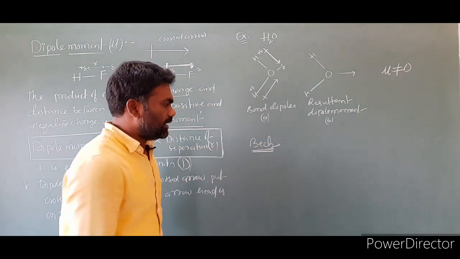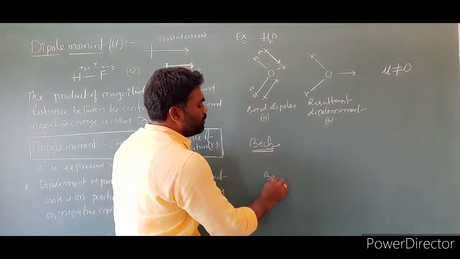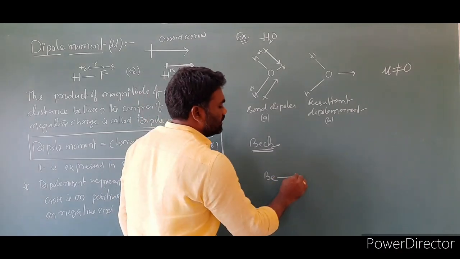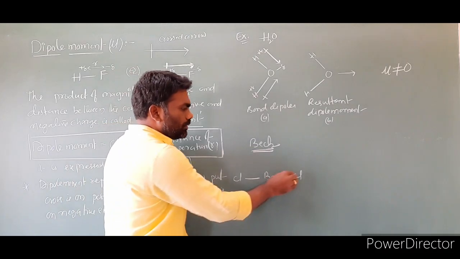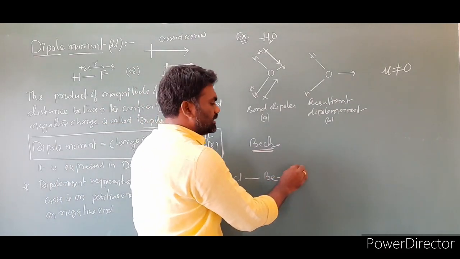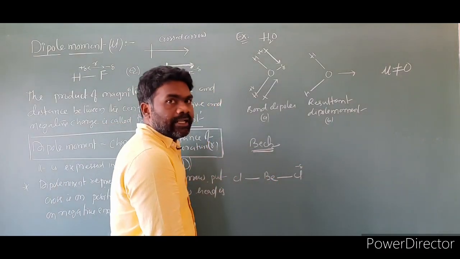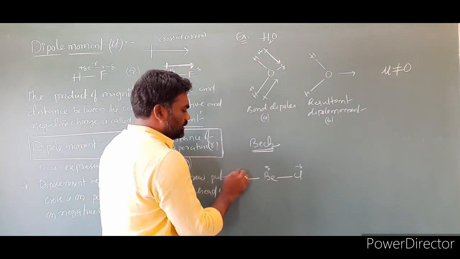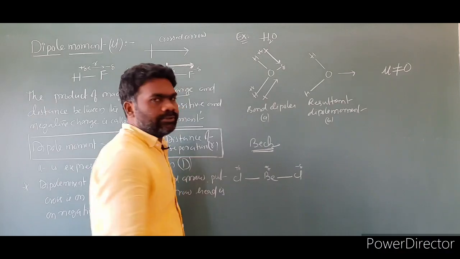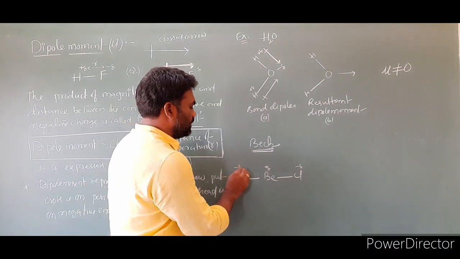I am taking a BeCl2 molecule. First I am representing the bond dipoles. Beryllium is at the center. This is the first chlorine. This is the second chlorine. Clear? Chlorine is more electronegative, so this will be taken as a partially negative charge. Automatically this will be taken as a partially positive charge. Then this is partially positive and this is partially negative.